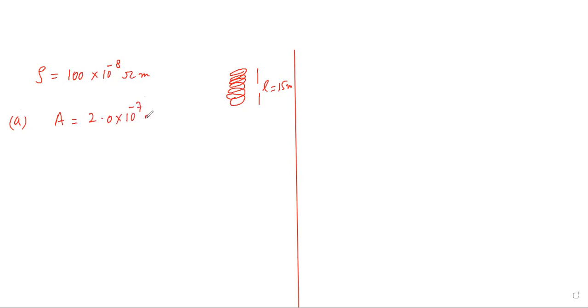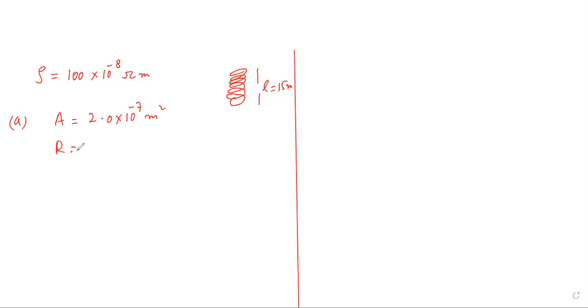So the question here is that in an electric fire, there are 15 meters of nichrome wire. We are using the element somehow like a spring, and the whole length of the wire is 15 meters. The resistivity of the nichrome is 100 into 10 power minus 8 ohm meter. Part A asks: calculate the resistance of the nichrome wire given that the cross-sectional area is 2.0 times 10 power minus 7 meters square.